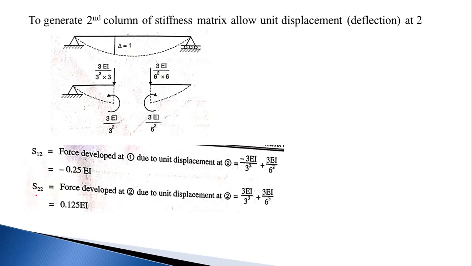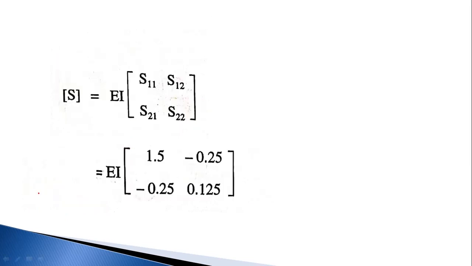Similar way S22, force developed at 2 due to unit displacement at 2. So that is 3 EI upon L square plus 3 EI upon 6 square. Both forces are going downward, deflection also in downward direction. So it will be all positive values. So it becomes 0.125 EI. This is the S22.